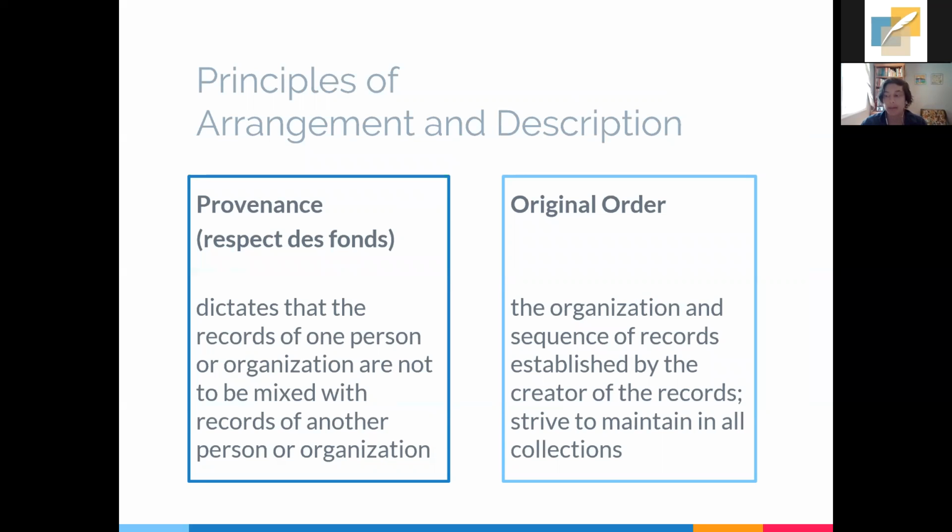And so while this can sometimes be a really complex and tricky thing to figure out, this principle states that you should strive to maintain the original order of the records in all collections. And so both of these principles help archives and archivists maintain and document both the context and the relationships within and between archival records.